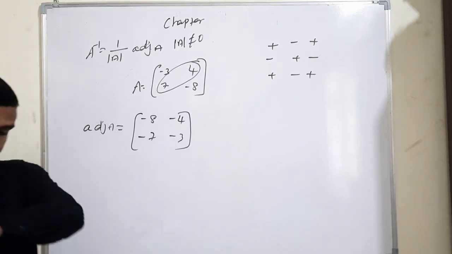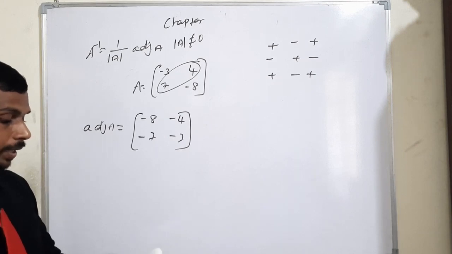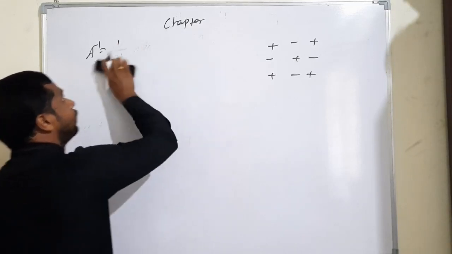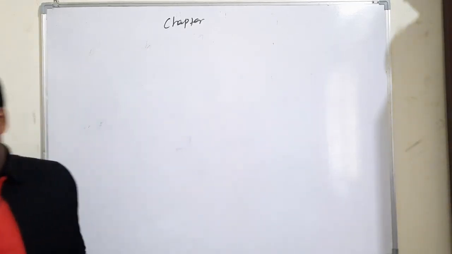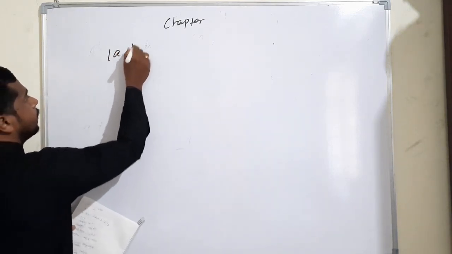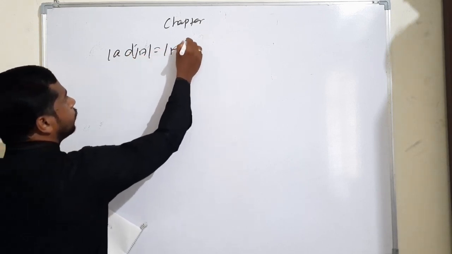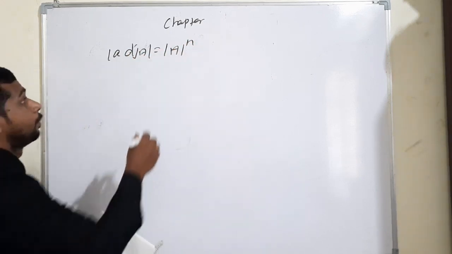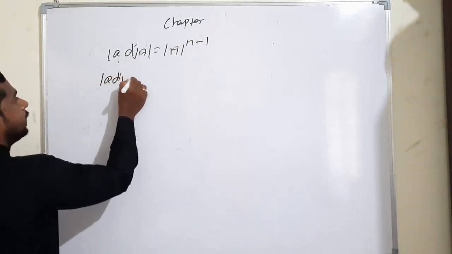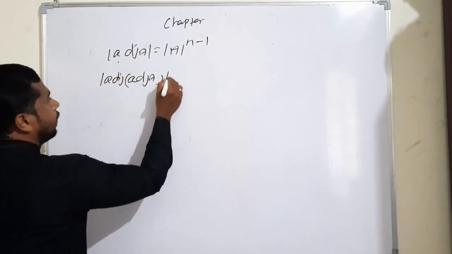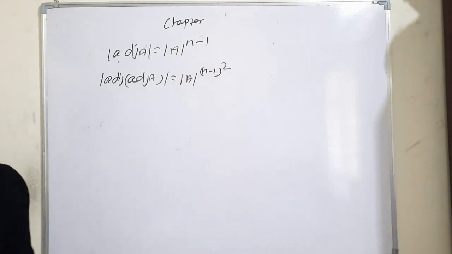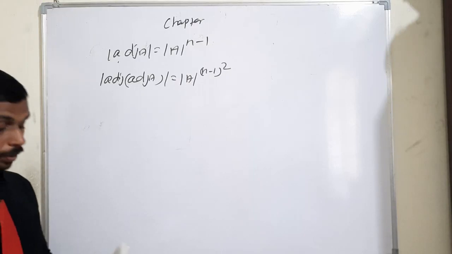Then another condition, theorem 1.9 in your book, the first condition, will be useful for 2 mark and 3 mark questions. For a 2 into 2 or 3 into 3 matrix, if you need to find the modulus of adjoint of A, it is determinant of A to the power n minus 1. Sorry, determinant A to the power n minus 1. In case of the adjoint of the adjoint of A, it is determinant of A to the power n minus 1 the whole square. This is also somewhat different in your book. Theorem 1.9 has some important points.